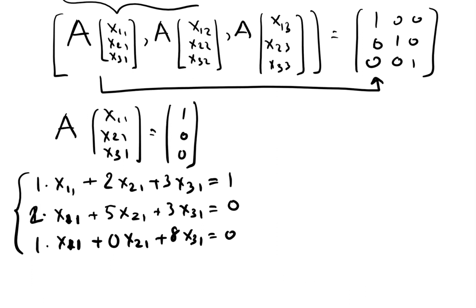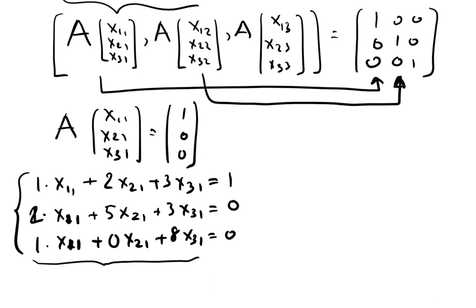Okay, and I'm going to do the same for my second column. But you'll see that this part is not going to change so much. What I mean by that is the coefficients are not going to change, because they're still going to be the coefficients of A. I still have A there. The variables are changing, but no matter what you call the variables, whether I call them X11, X21, X31, or A, B, C, it's the same system.